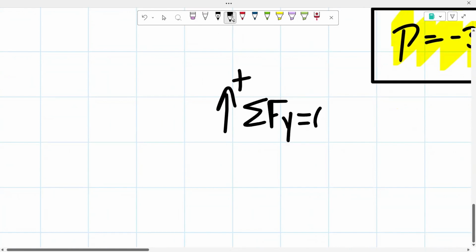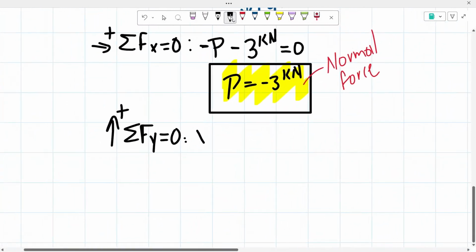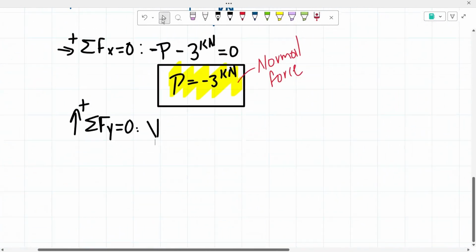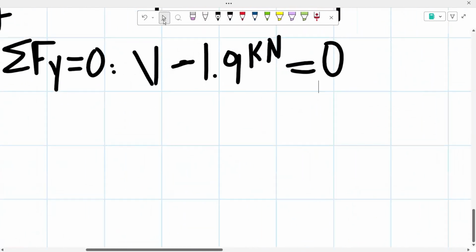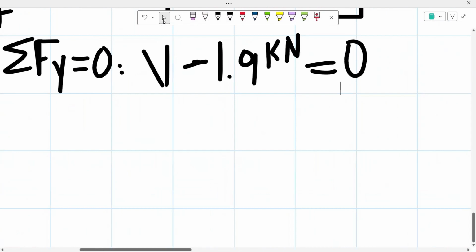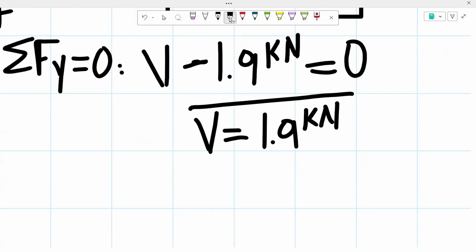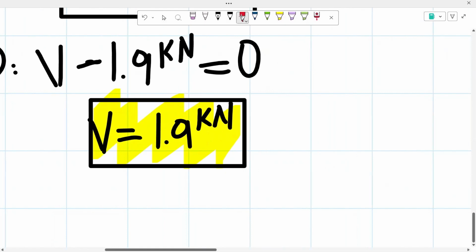Now to solve for our shear force, I'm going to be taking the sum of our forces in the y direction. So we have our shear force going upwards, so positive. And then from there, we have our other vertical force going downwards, so that's a negative force, negative 1.9 kilonewtons. All of that has to equal 0 since those are our only two vertical forces. So we end up getting that our shear force has a value of 1.9 kilonewtons. So this is our internal shear force.